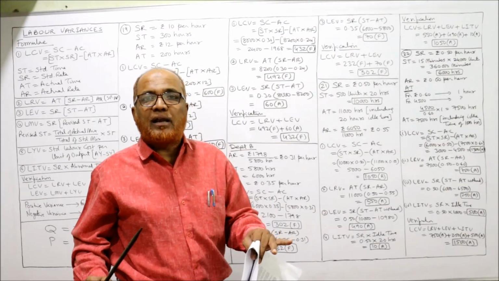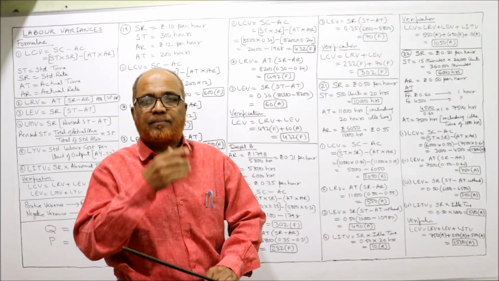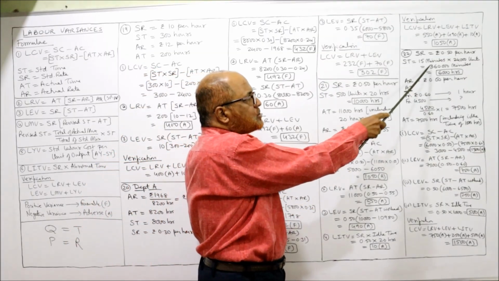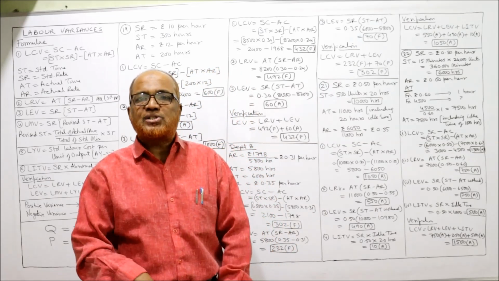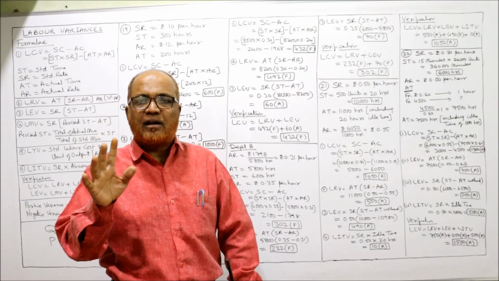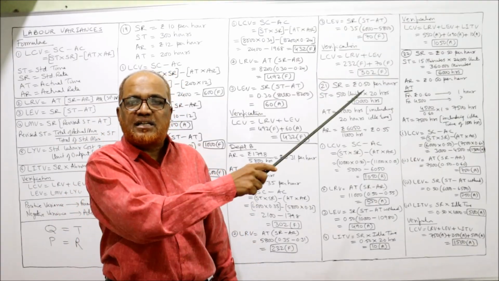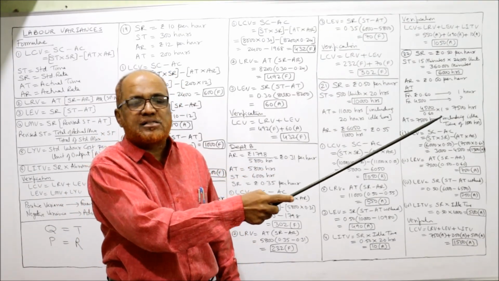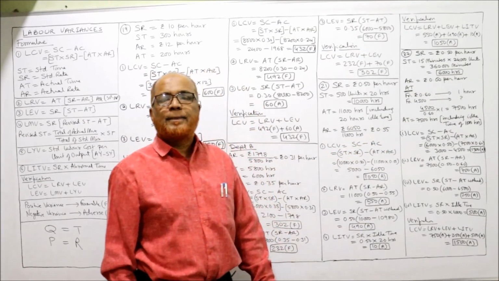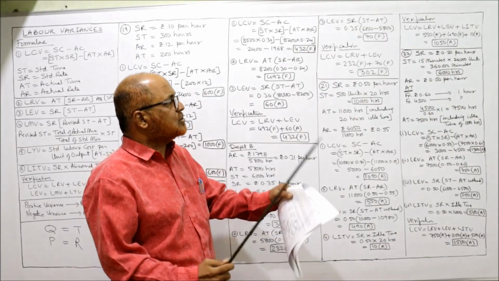But we don't require it in minutes. We want it in hours. So 3,60,000 divided by 60, because 60 minutes is 1 hour. So convert this 3,60,000 minutes into hours. 3,60,000 divided by 60, 6,000 hours. Standard time we got 6,000 hours.